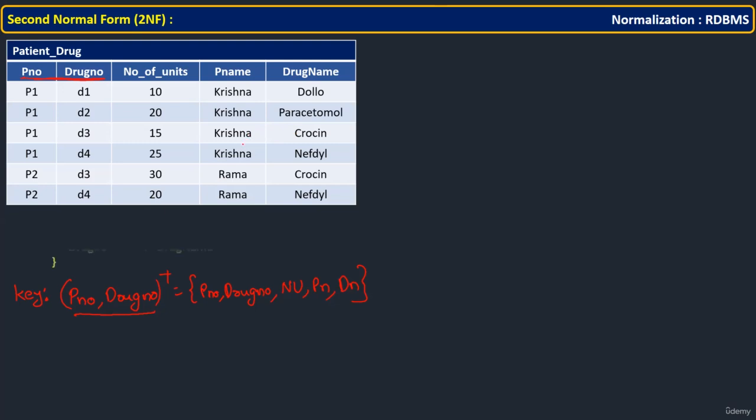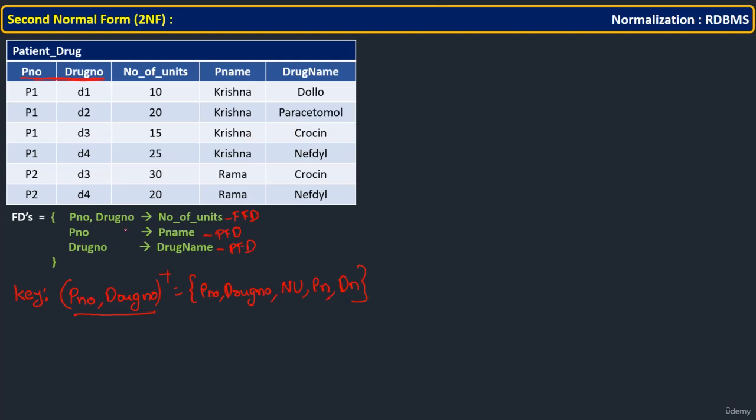That is important. Now the solution is, this is of course a full functional dependency, but this P number is part of the key. So this is a partial functional dependency. And drug number is also part of the primary key, so that means this is a prime attribute. So this is also a partial functional dependency. Take every partial functional dependency one by one.